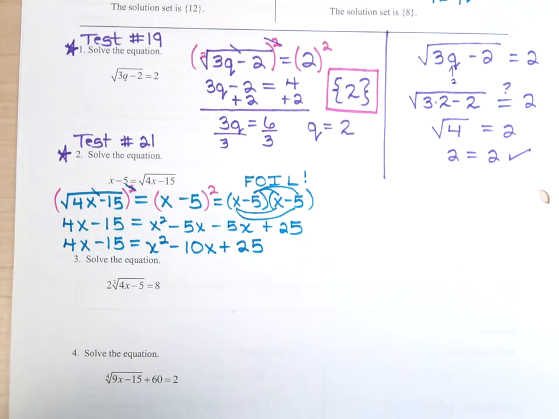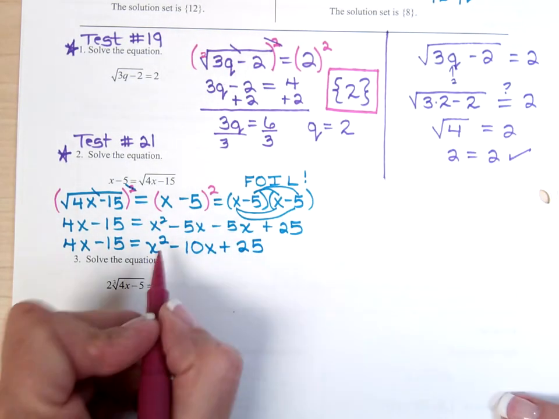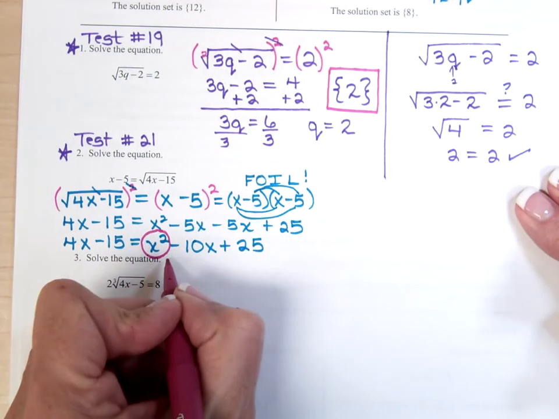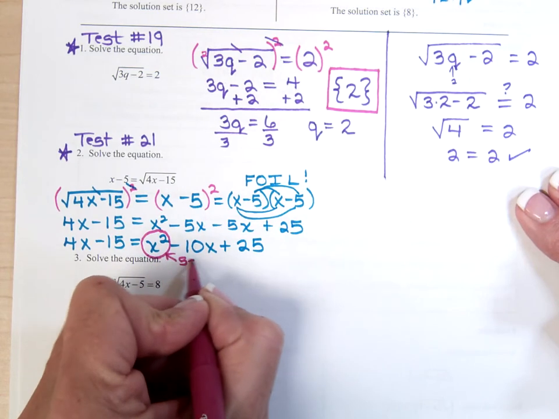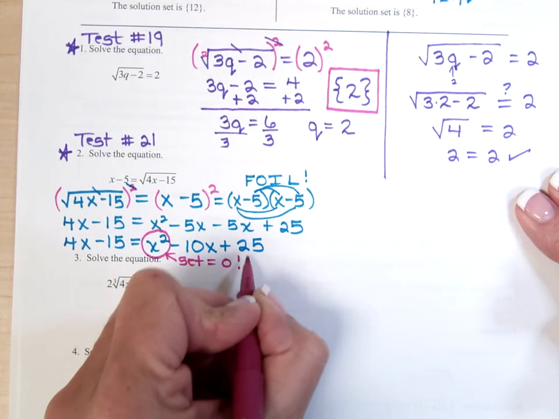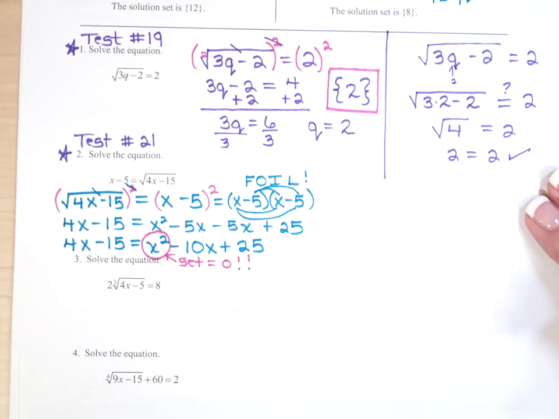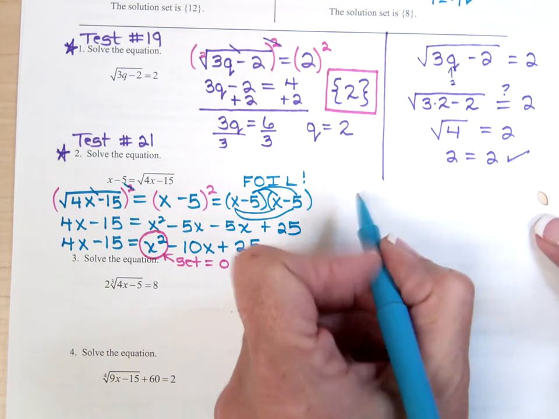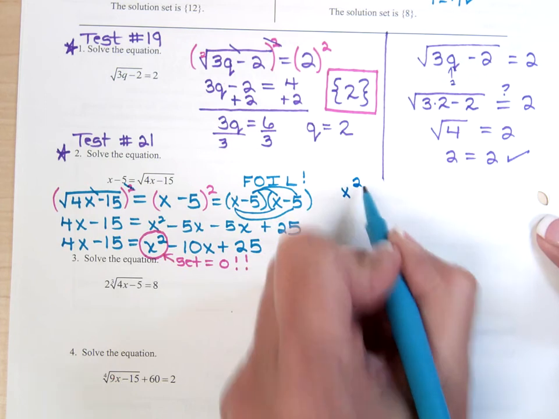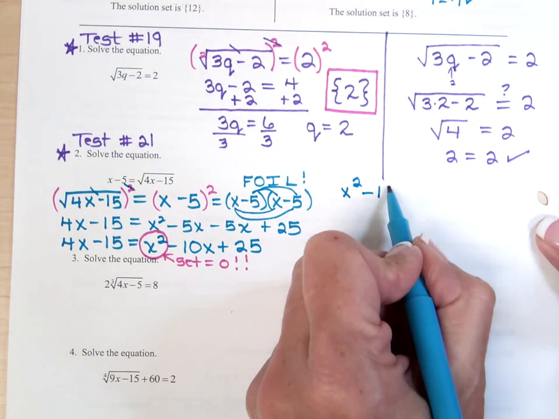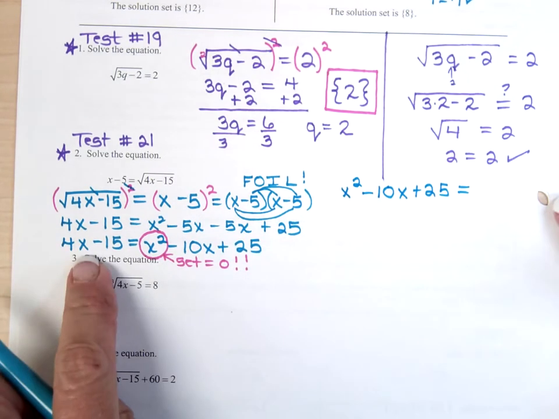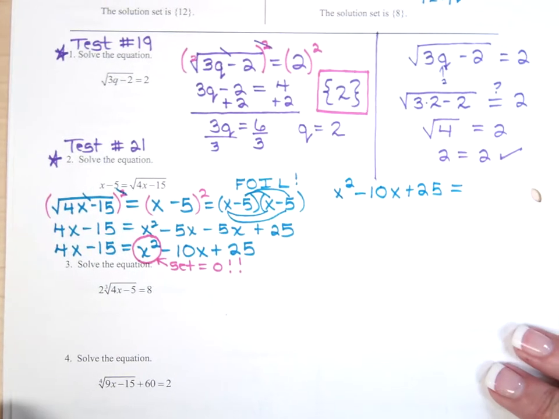Any alarm bells going off? This tells me what? I can hear you. Set equal to 0. The minute you see that x squared, set equal to 0. So I'm going to flip this equation over. So my x squared's on the left. So x squared minus 10x plus 25 equals, and then here I'm going to have 4x minus 15 on the other side.